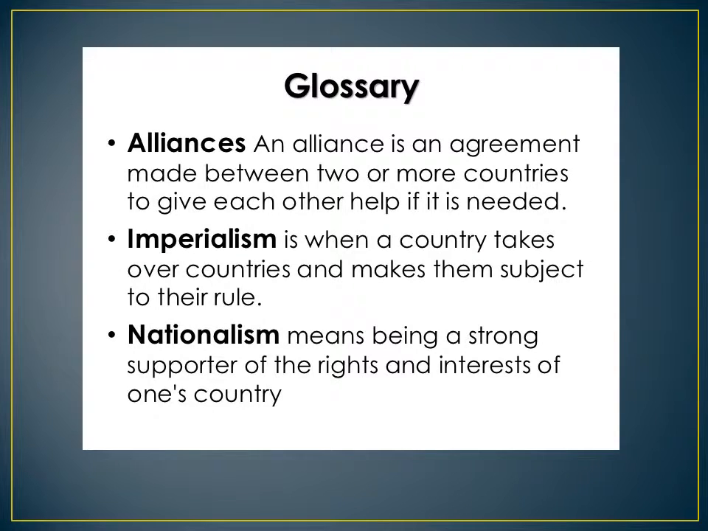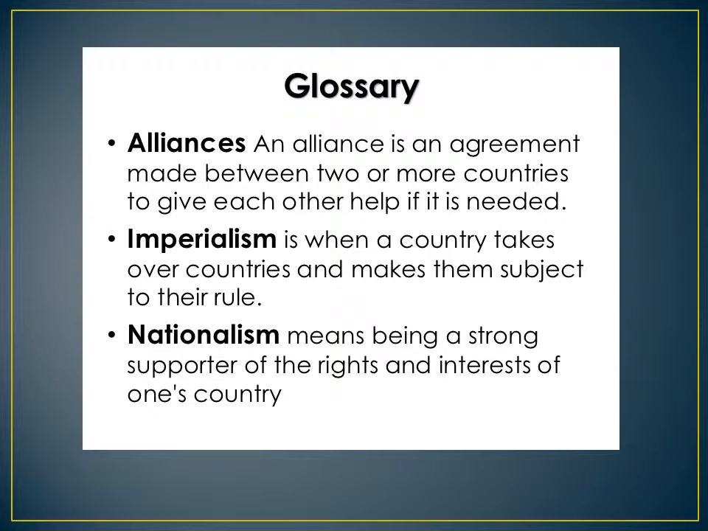The glossary, they're not defining militarism simply because it's kind of self-explanatory. It's talking about the military, and we assume that you know that that means armies and so on. But alliances, if you're not familiar with the word, it's an agreement made between two or more countries to give each other help if it is needed.